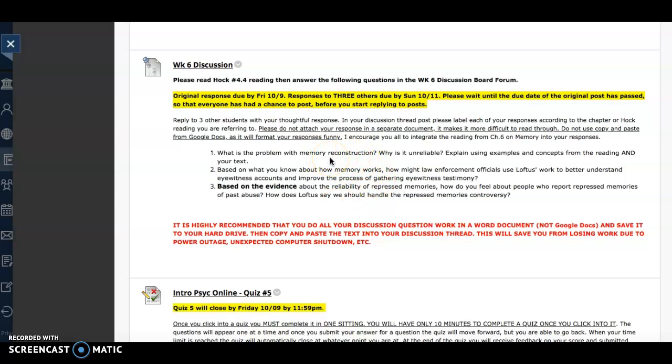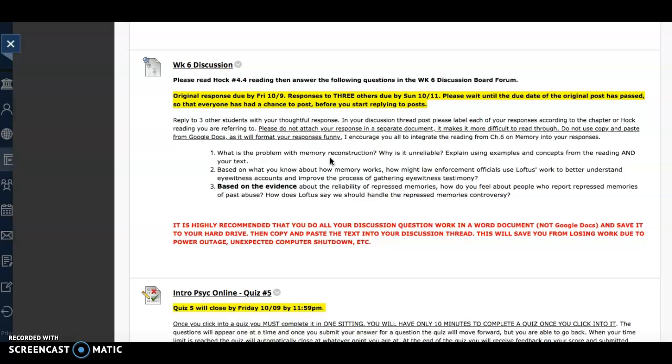You're going to be talking a little bit about why it is unreliable. And here's where you want to use examples and concepts from the reading to help support your answers. Also, based on what you know about how memory works, how might law enforcement officials use Loftus's work to better understand eyewitness accounts and improve the process of gathering eyewitness testimony?